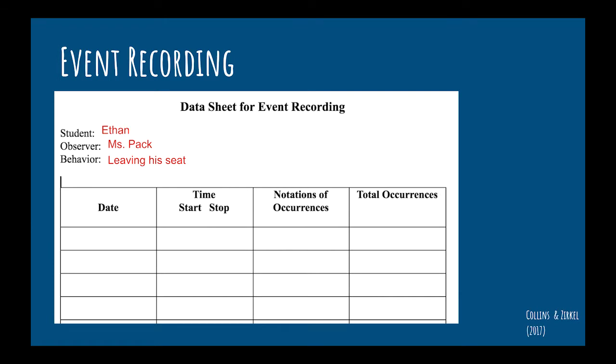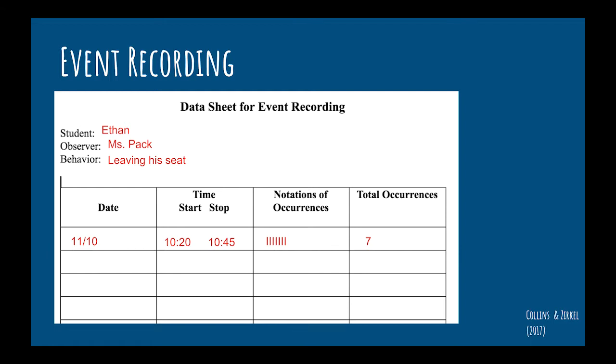Every time you are observing the behavior, fill out the information at the top. Write down the date, write down the start and stop time, and make a tally mark every time the behavior occurs. At the end of the observation period, total the number of tally marks for the day or observation.